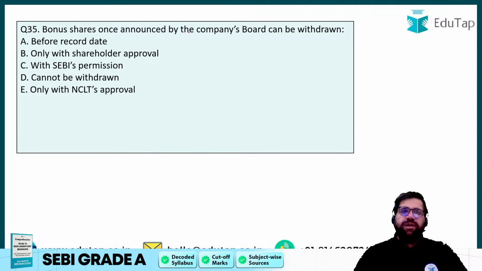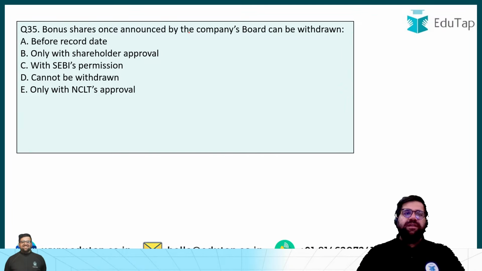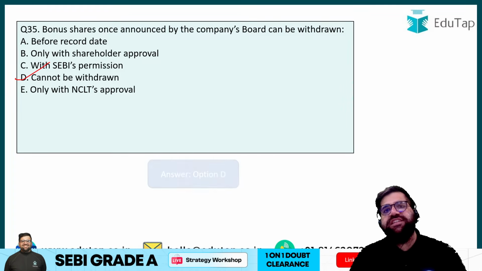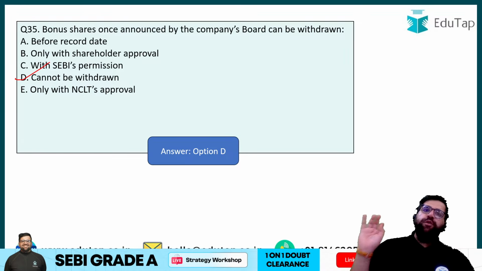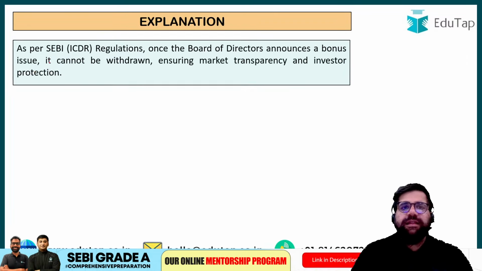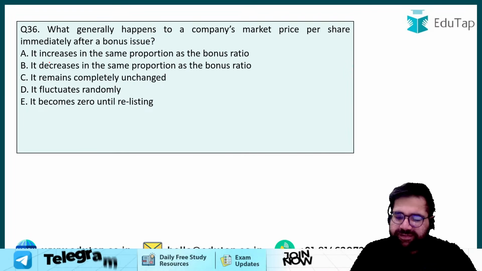So if a bonus issue has happened, then they can be withdrawn by which particular method? They cannot be withdrawn at all costs. SEBI regulations have made it very clear. If you have approved and gone with the bonus issue, then you cannot withdraw it. Right? Do remember. Question number 36.